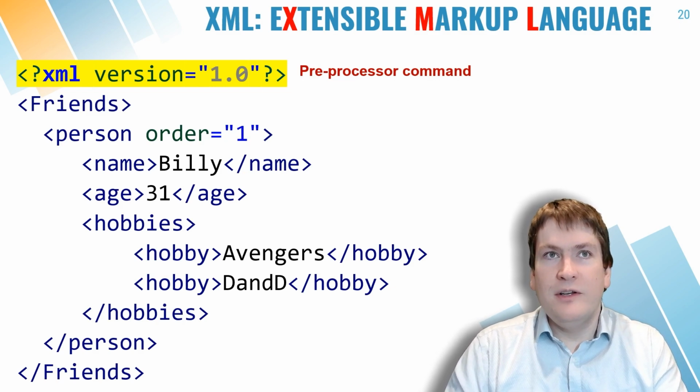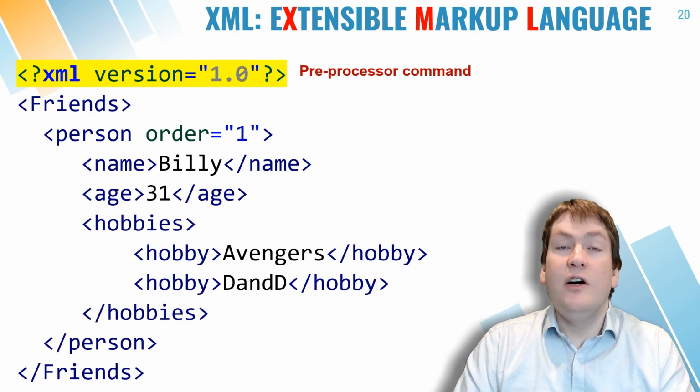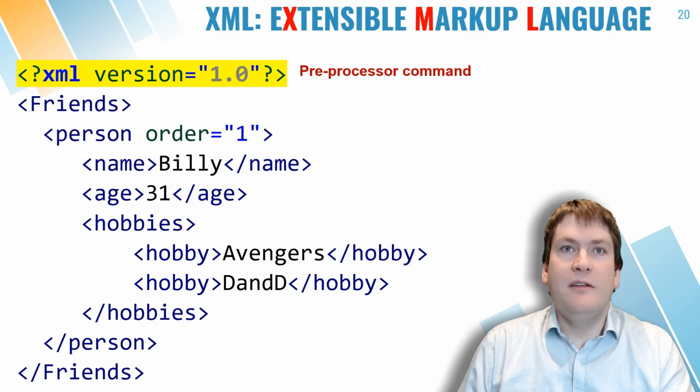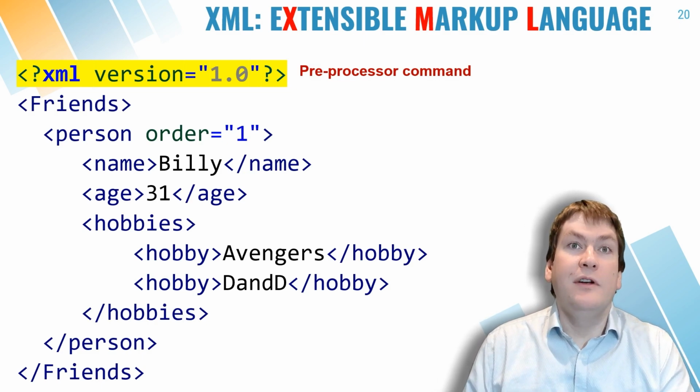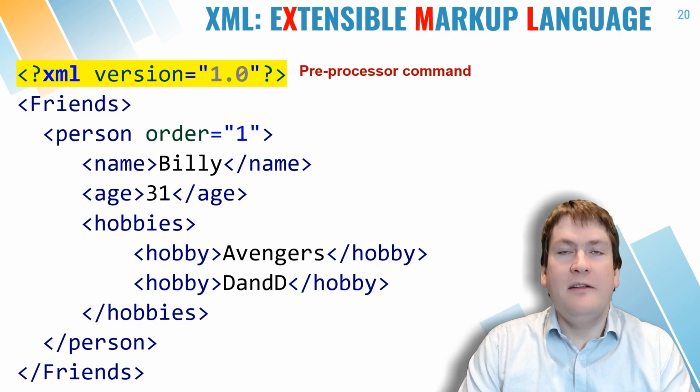And this is one of those special cases where it doesn't have a clear closing tag. Those are the preprocessor commands, and they're called that because they're sort of read and processed before the rest of the document. So the computer sort of throws out these lines once it understands them. So in this case, it's just saying this is an XML document.